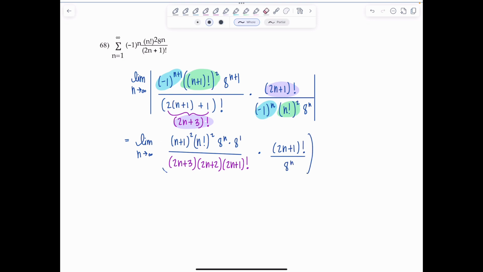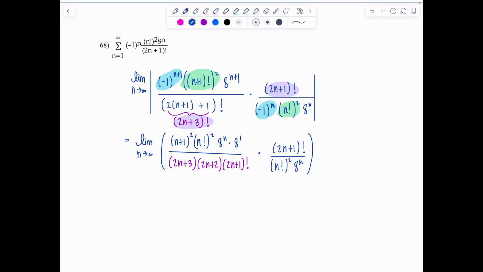Okay. Good, good. Now, cancel party time. So, oh, where did my n factorial squared go? I didn't write it down. Oh my, I got too excited about the cancel party. N factorial squared should be here. Scoot over, 8 to the n. We've got to make room.